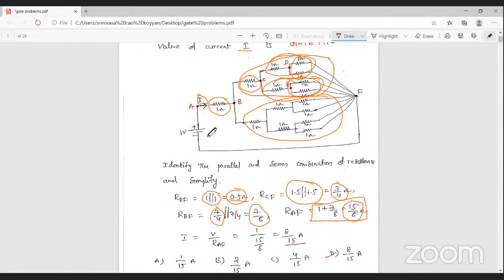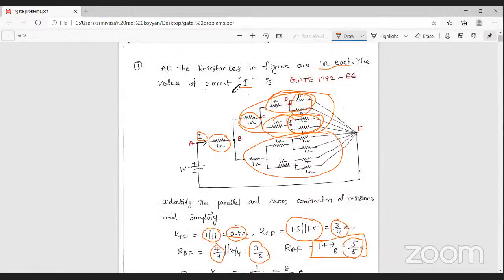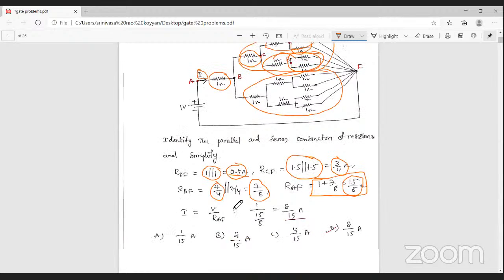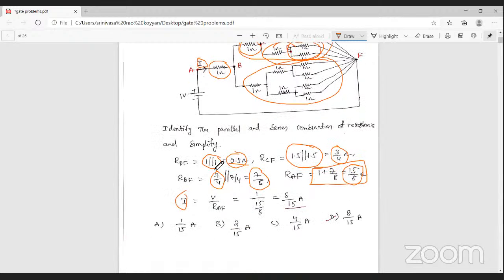So from this problem you can find out the current I. I is equal to total voltage by total resistance. Total voltage is 1 volt and total resistance is 15 by 8 ohms, which you have already found here. Then you can find out the current is 8 by 15 amperes. That is the D option.